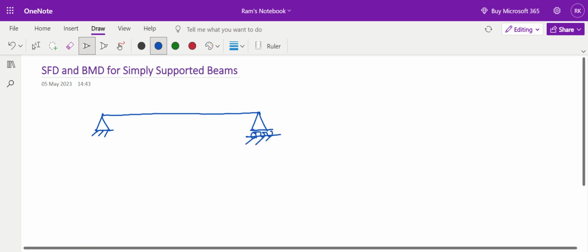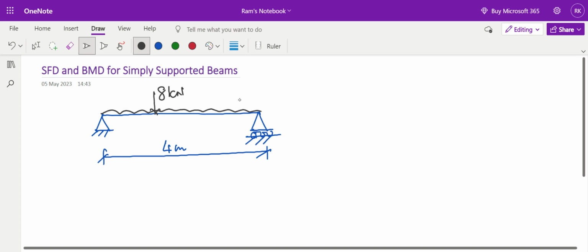So let us assume that this is a simply supported beam of some length. Let us say the length of the beam is, arbitrarily, 4 meters, and it is loaded with a point load of 8 kilonewton and a uniformly distributed load of 3 kilonewton per meter. So these are the two loads acting on this simply supported beam. We'll name the ends of the beam: this end is A, this end is B. So we want to plot the shear force diagram and bending moment diagram for this simply supported beam.